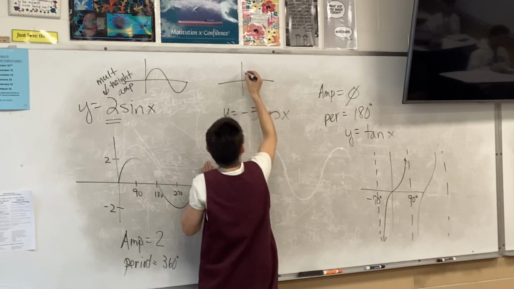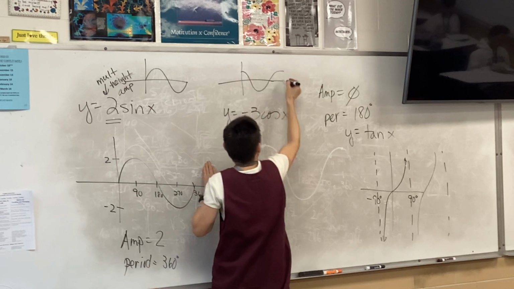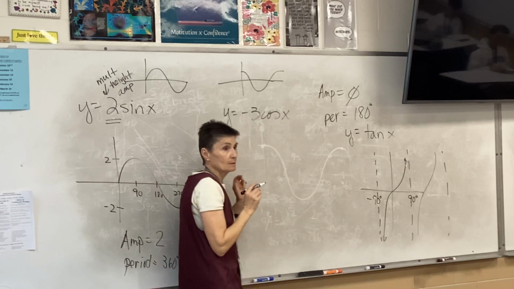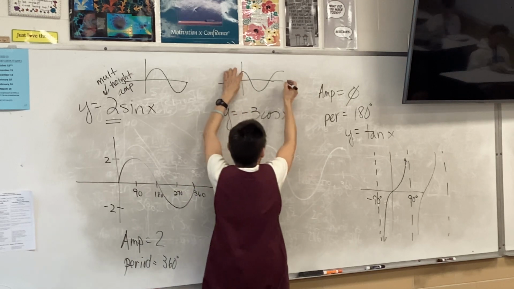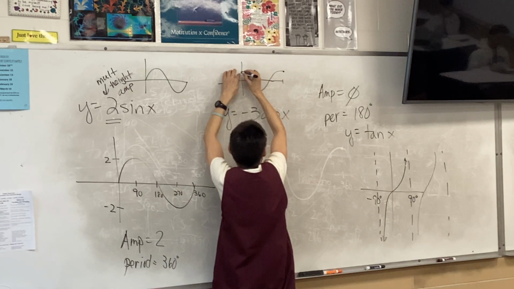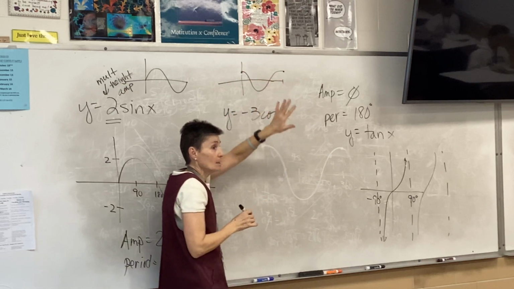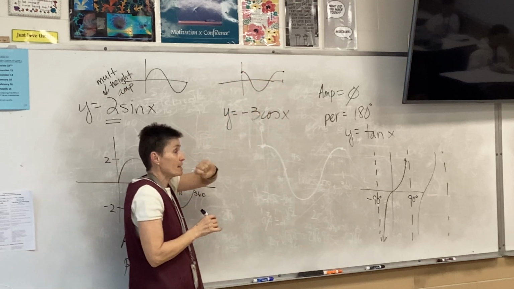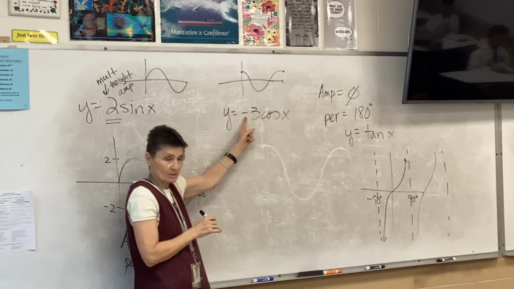Is on my paper, draw my basic curve. This is my cosine curve. Starts at the top of a hill, ends at the top of a hill. That's my cosine. Now tell me what that does.